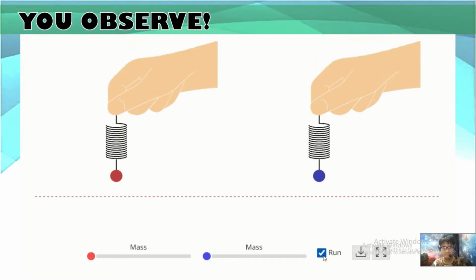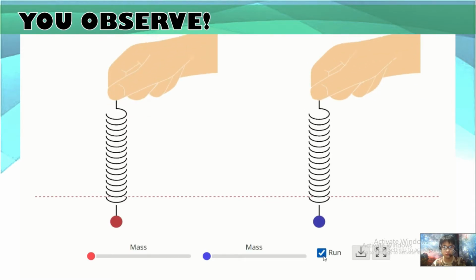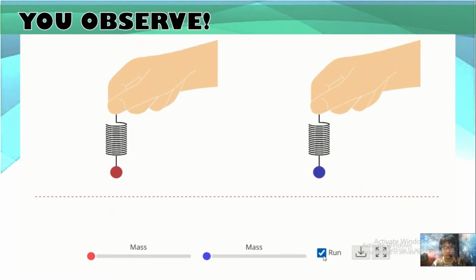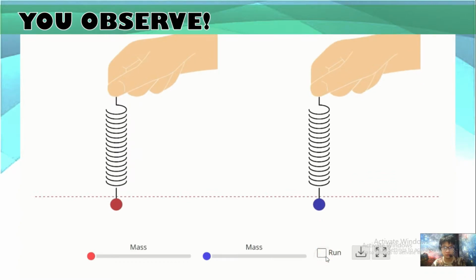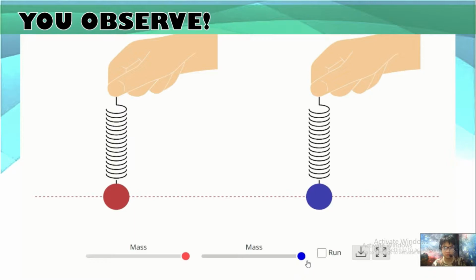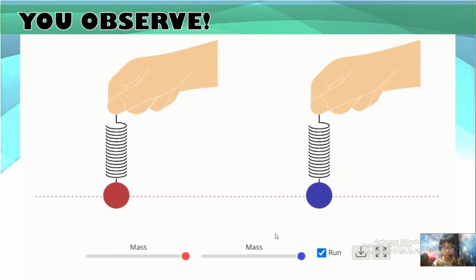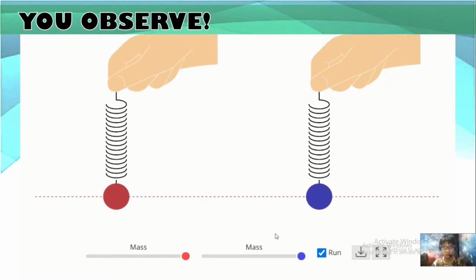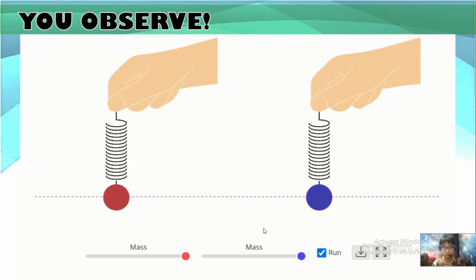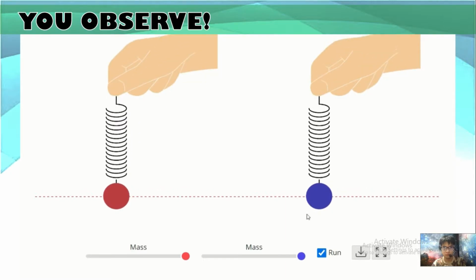Now, let's change the setup. I'll be increasing the mass of the ball on the left, and also the ball on the right. I'll be giving them the maximum value of mass. Now I want you to observe the movement of the spring as we move it. So you can see it now, the movement of the spring now that the mass of the ball attached to the spring was increased.